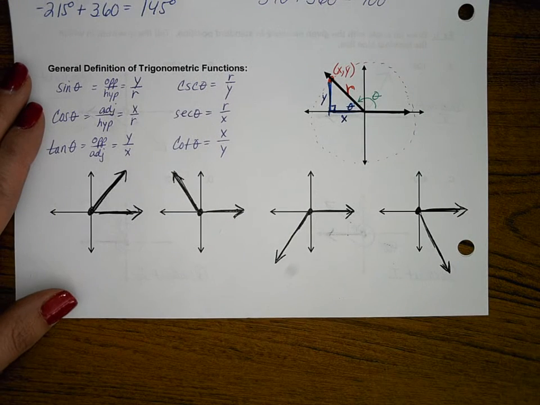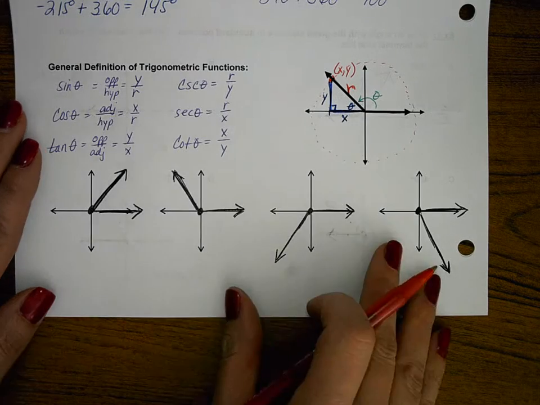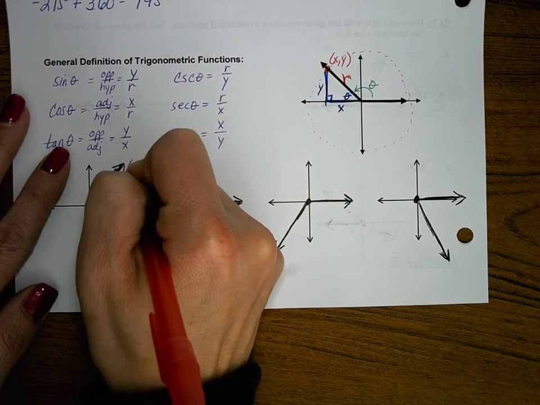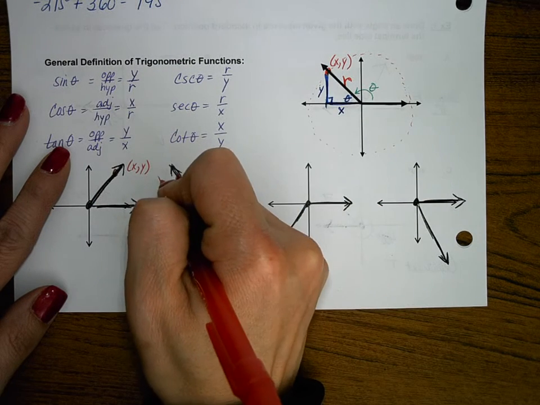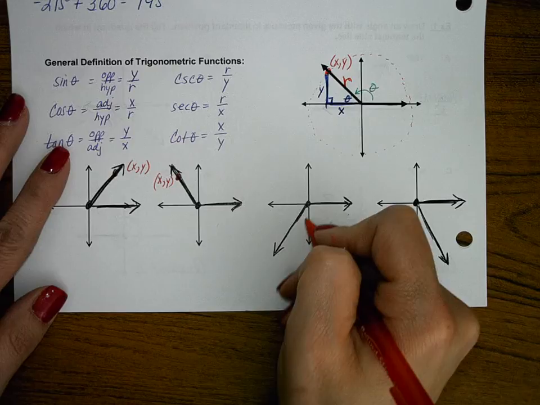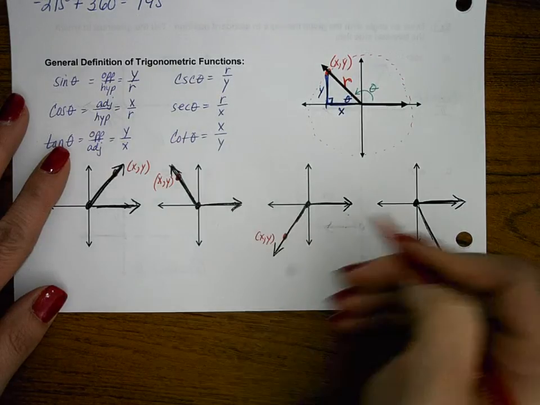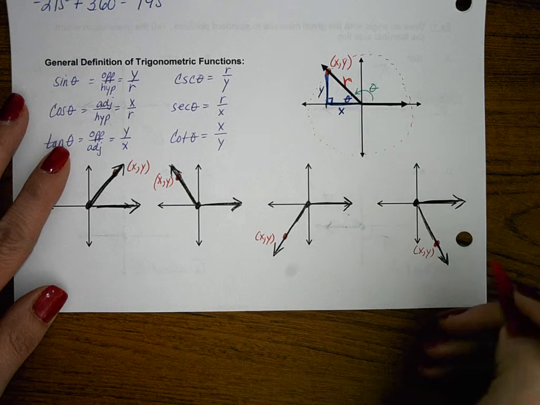All right. Now, I'm going to pick a point on these sides. So we'll have a point here that we're going to call x and y. We're going to have a point here that we're going to call x and y. We're going to have a point on this side that we're going to call x and y. We're going to have a point on this side that we're going to call x and y.